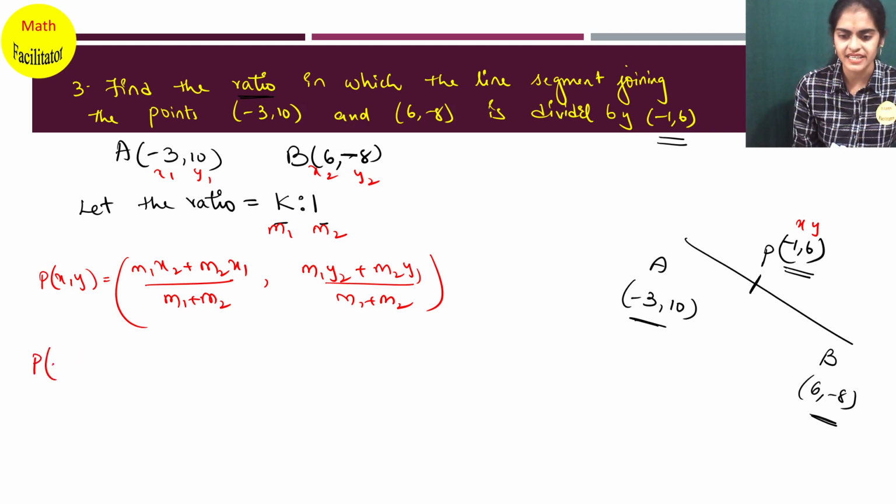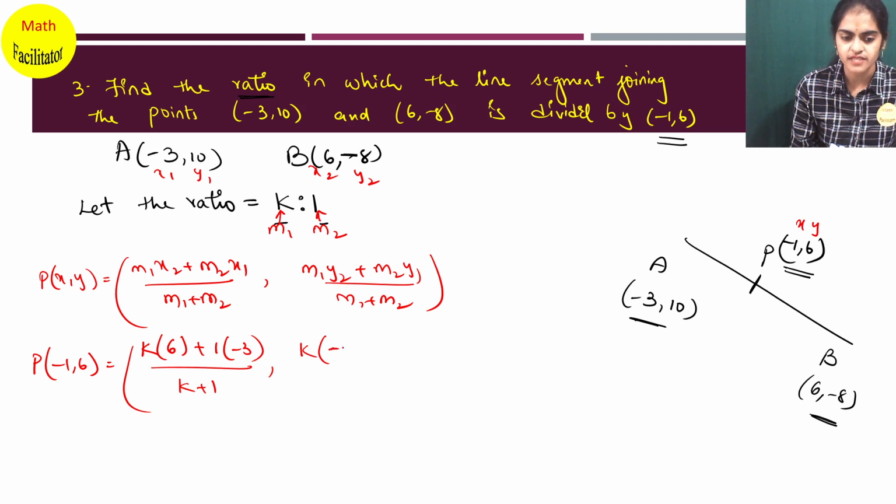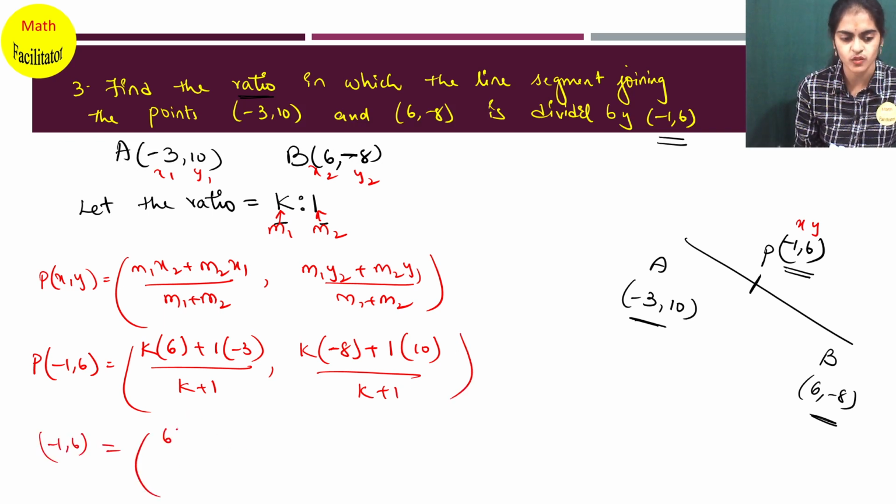Now point P is given as -1, 6, that is equal to m1. Here in this case it is k. Okay, m2 is 1. So m1 x2 is 6 plus m2 x1 is -3 divided by m1 plus m2, and m1 y2 is -8 plus m2 y1 is 10 divided by m1 plus m2. So -1 comma 6, this is the point, that is equal to 6k minus 3 divided by k plus 1 and -8k plus 10 divided by k plus 1.